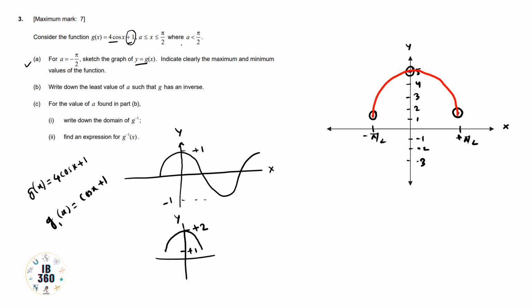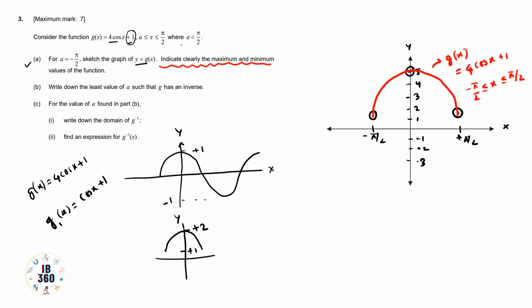So this will be the graph of g(x) equals 4 cos x plus 1. Remember the limit, that is, minus pi by 2 less than or equal to x less than or equal to pi by 2. So in this particular limit, the graph will look like this. So for a equals minus pi by 2, sketch the graph of y equals g(x), and now we need to indicate clearly the maximum and minimum values of the function.